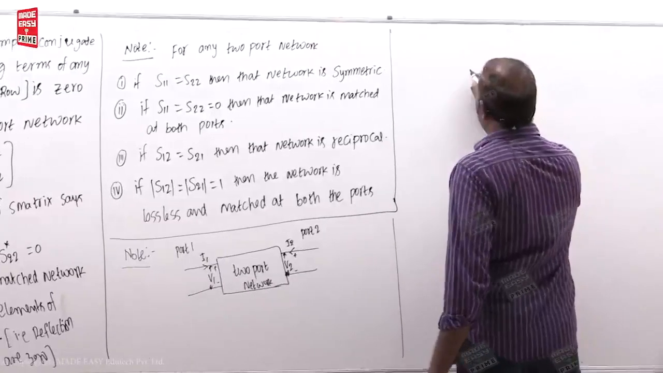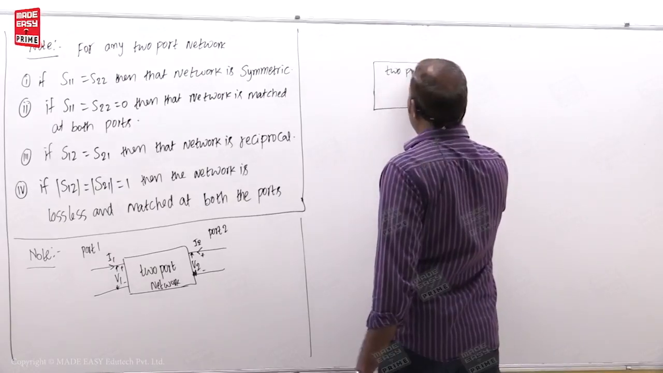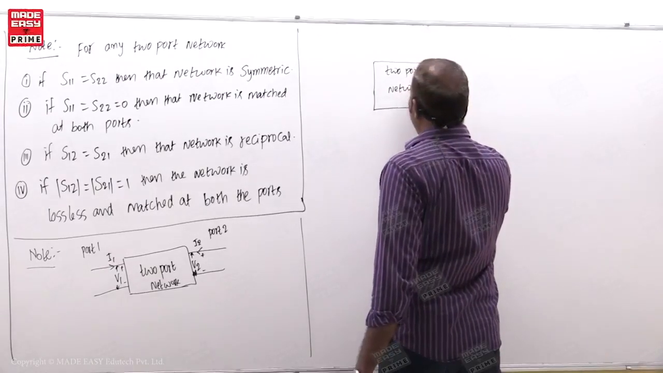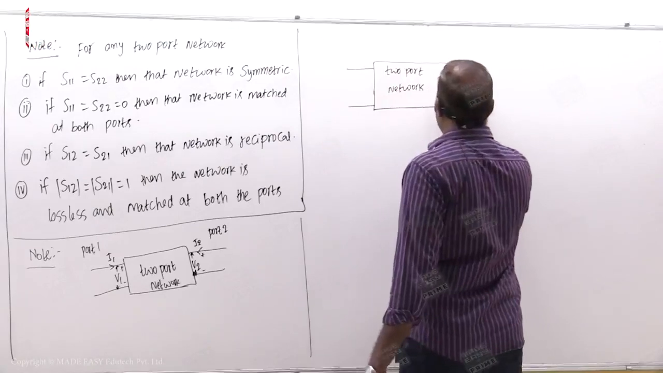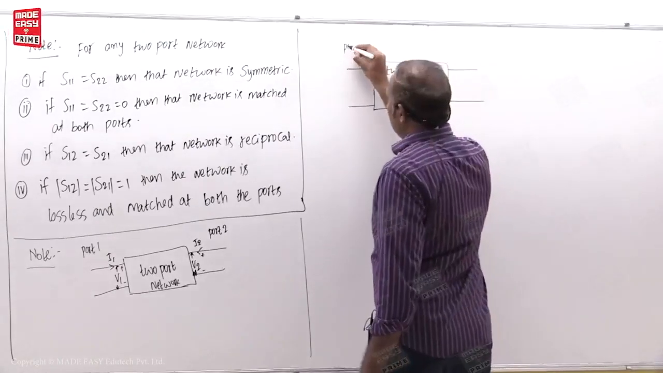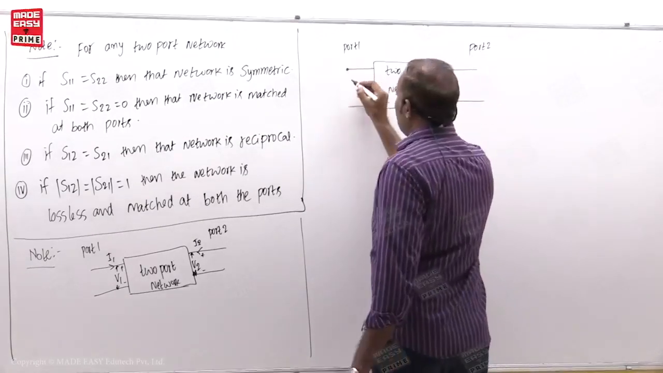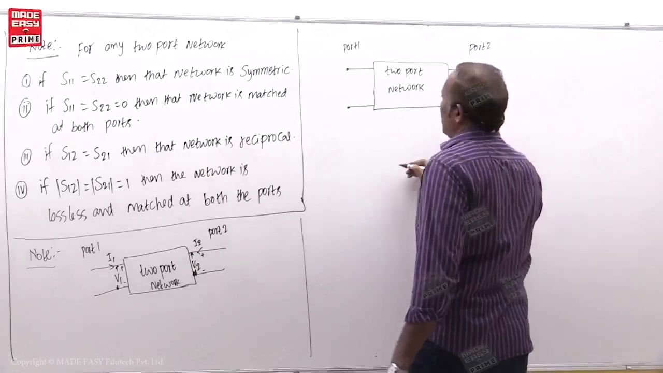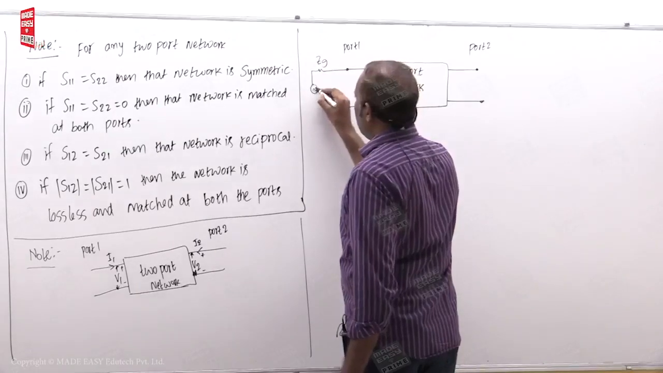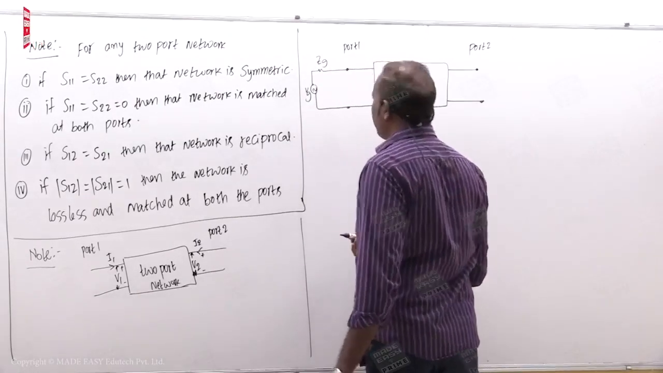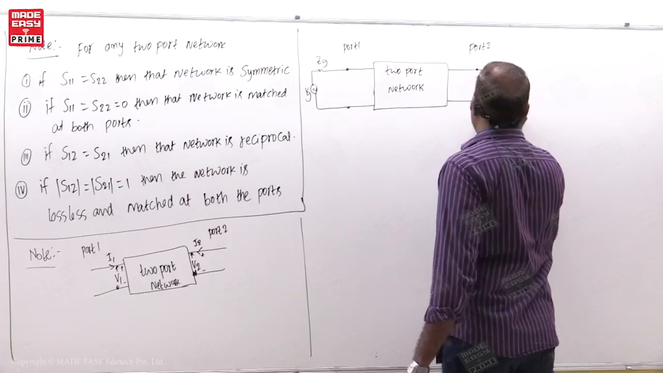Now I have taken the same two-port network, and this is port 1 actually, this is port 2 actually. So this is port 1, this is port 2. Okay, now I have connected here ZG, VG. Now definitely if I connect the source here, the load should be there, ZL.